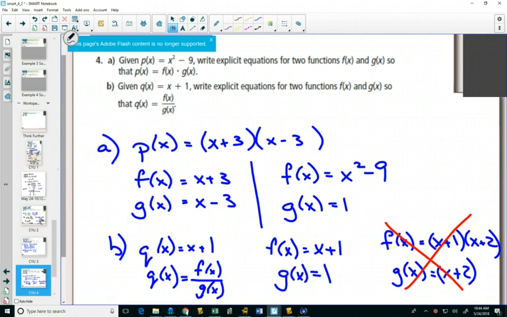Okay, questions for practice for both 3 and 4 are questions 7 and 8.